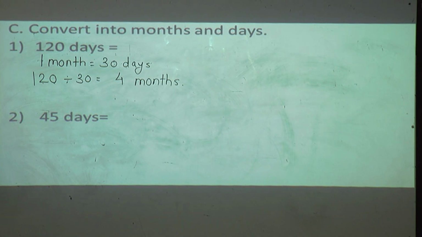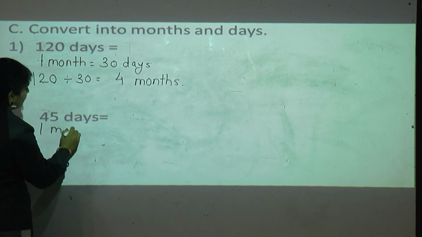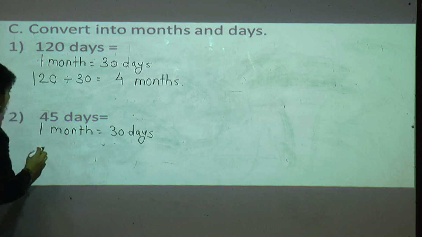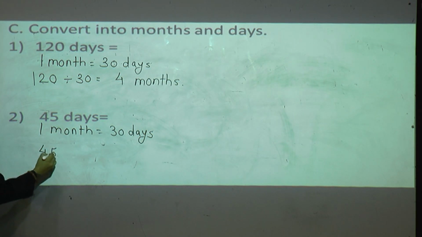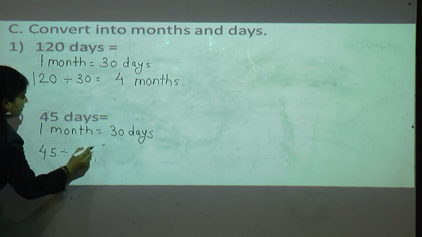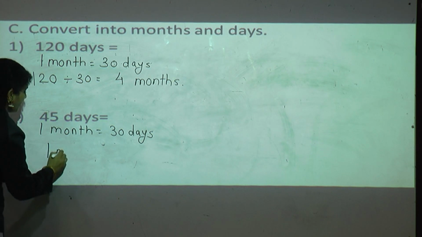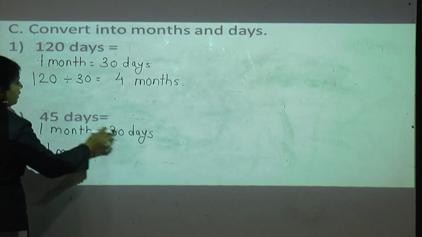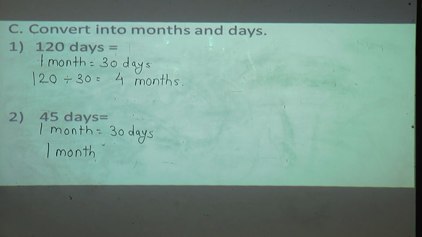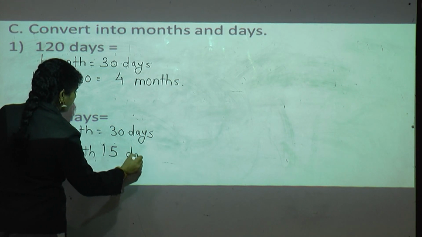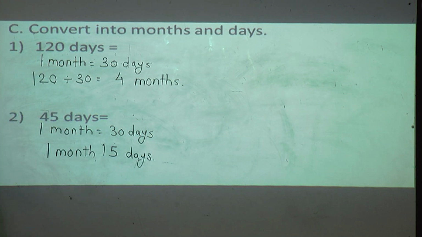Good. Here 45 days. Here also first write 1 month is equal to 30 days. So just divide 45 by 30. You can divide, but it is very simple that 30 days means 1 month. Okay, and if you subtract 30 from 45, you will get the remaining 15 days. So this is very easy for the calculation, isn't it?